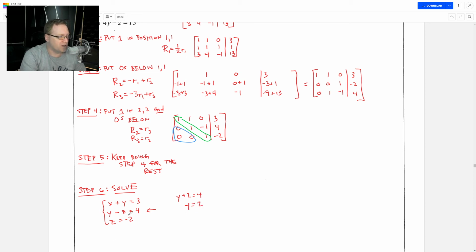And then finally, because we know that y equals 2 and z equals -2, we can put that into here. So x plus y, and y is 2. So x plus 2 equals 3, which means x equals 1. So we found that x equals 1, y equals 2, and z equals -2, and that's our final answer, okay?